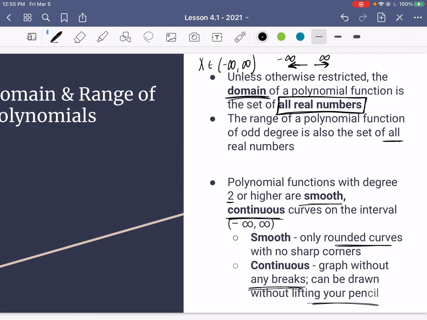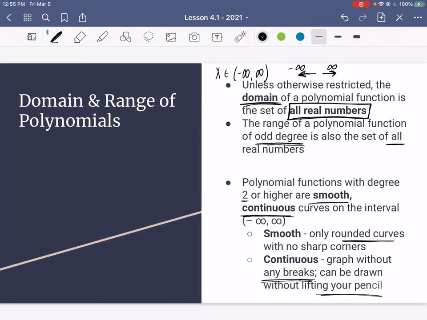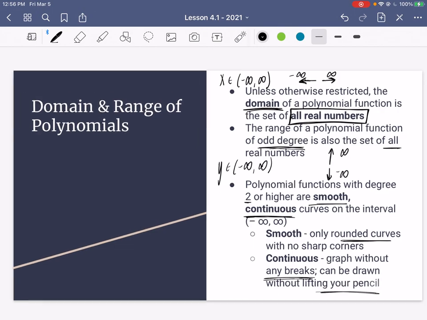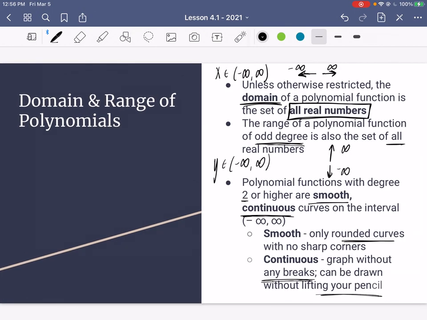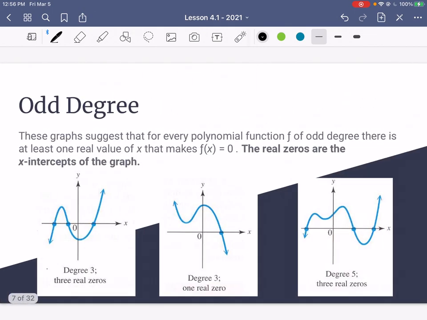The range is a little bit different. So if you have the range of an odd degree polynomial, which we'll talk about in a minute, odd degree meaning first degree, third degree, fifth degree, seventh degree, any odd number, then the range is also going to be all real numbers. So y could also go forever and ever up to positive infinity and down to negative infinity. The range of an even degree polynomial is a little bit different. Again, we'll talk about that shortly.